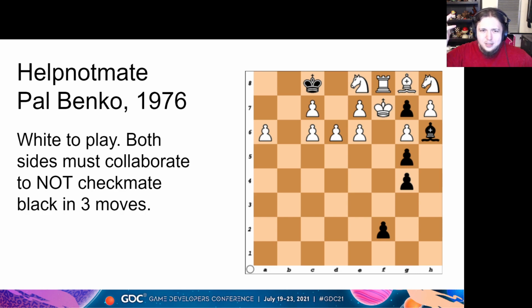But it's a remarkable and hilarious puzzle, not necessarily because of the solution, just because of the construction and the stipulation. And I think this may be a unique stipulation. I've never seen another help not mate. But such a clever and interesting idea that I will always remember.